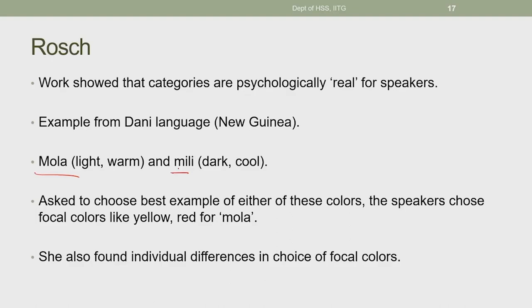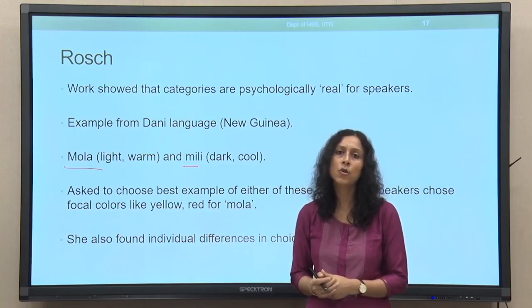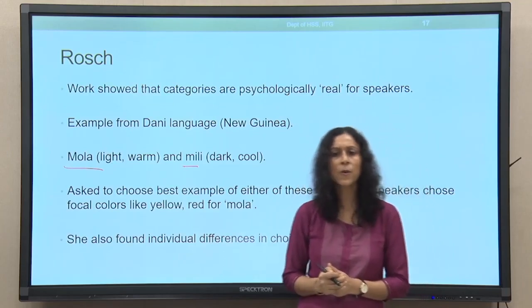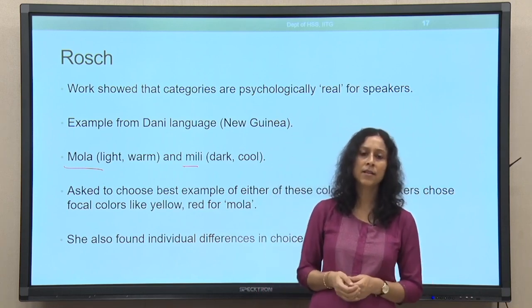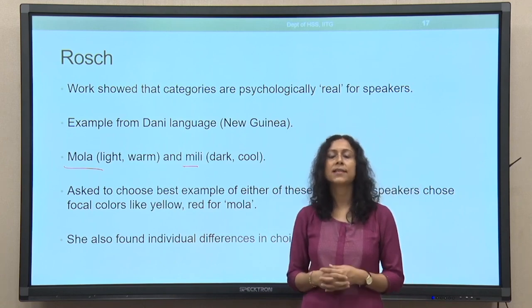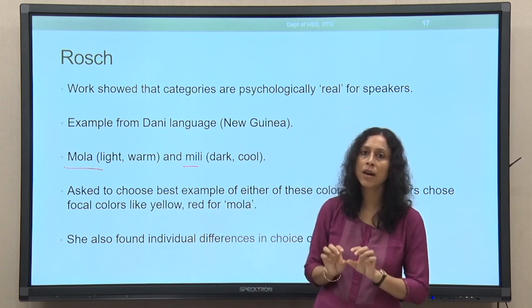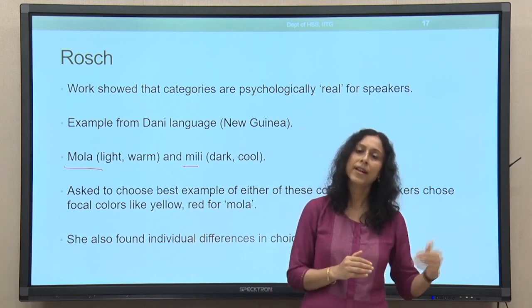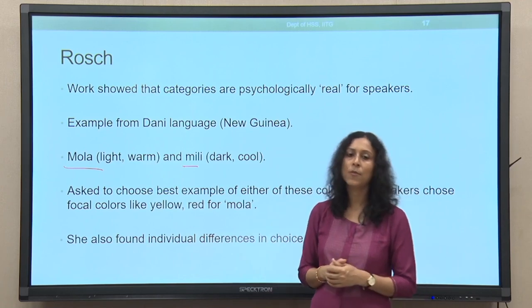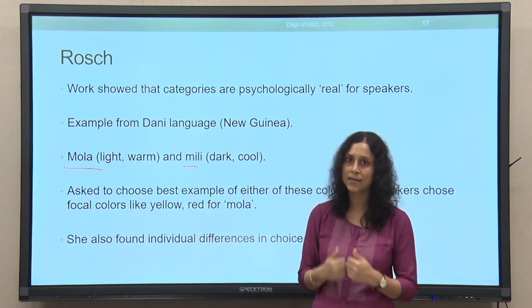Mola takes care of all the colors that are considered light and warm, and Mili, on the other hand, has all the colors that are dark and cool together. Now if you ask the Dani speakers to choose the best example of either of these colors, remember, they have only two color terms, where they group various colors into one set. So, Mola is a category and Mili is a category. They are not color terms in the sense that we understand.